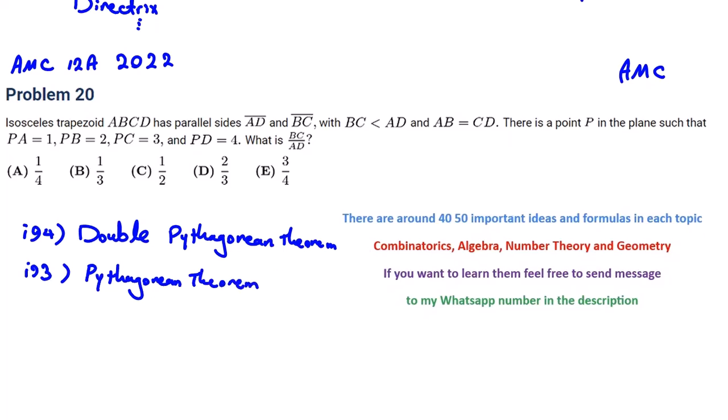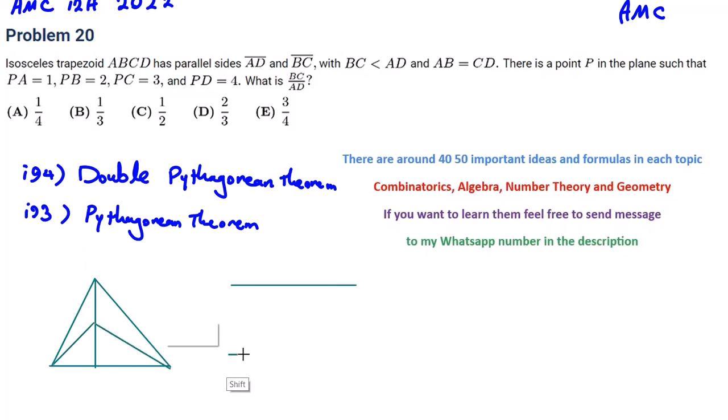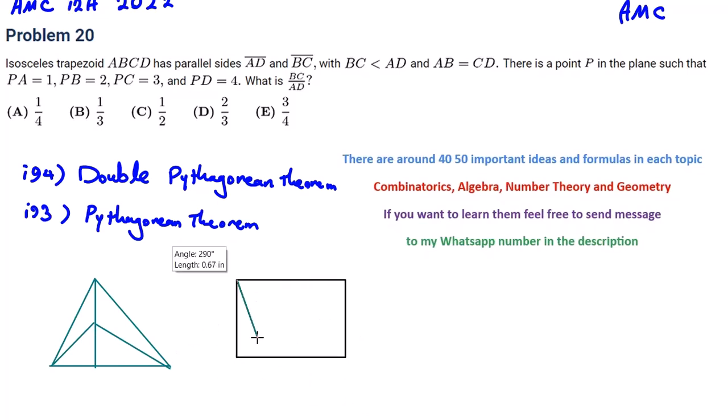Also, let me tell you this first, then after this problem, I will tell you some other ideas, for example, Phase theorem and something like that. So, Pythagorean theorem, we know what it is. It's obvious. Double Pythagorean theorem is like this one. Let me show you: it is something on one side of a point P, sometimes on two sides of P. Let me explain for you.